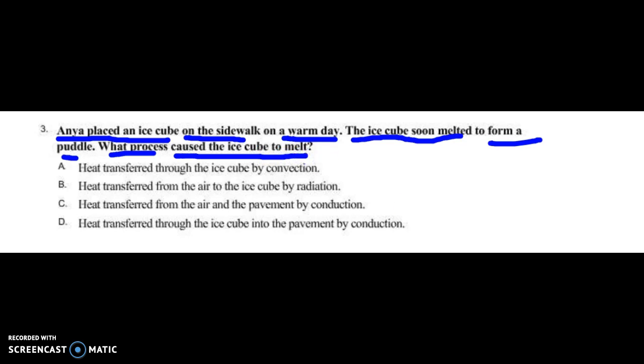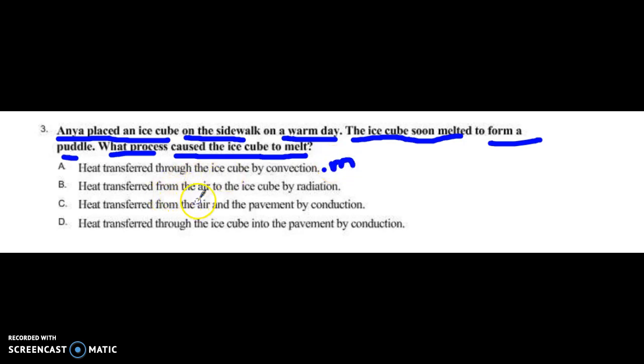Now, I know that in order to have something melt, or go from a solid to a liquid, I have to add heat. So let's think about this. Could heat have transferred through the ice cube from convection? So was it warm air, warm water? Well, if it was a warm day, it could have been warm air, so this is a definite maybe question.